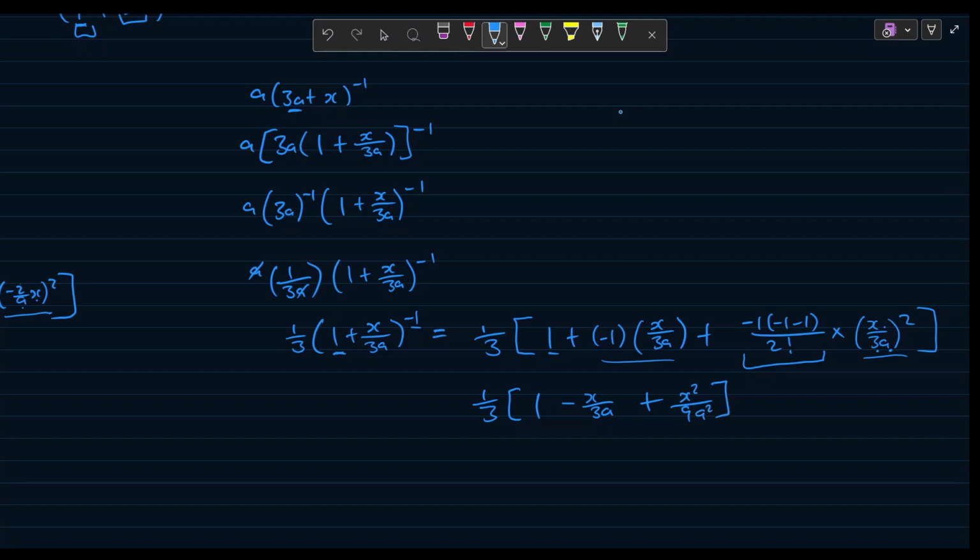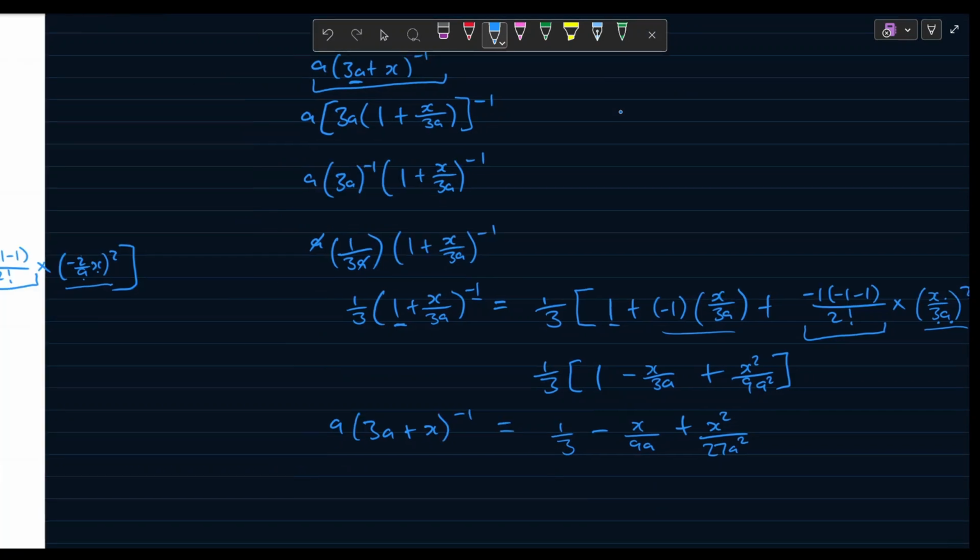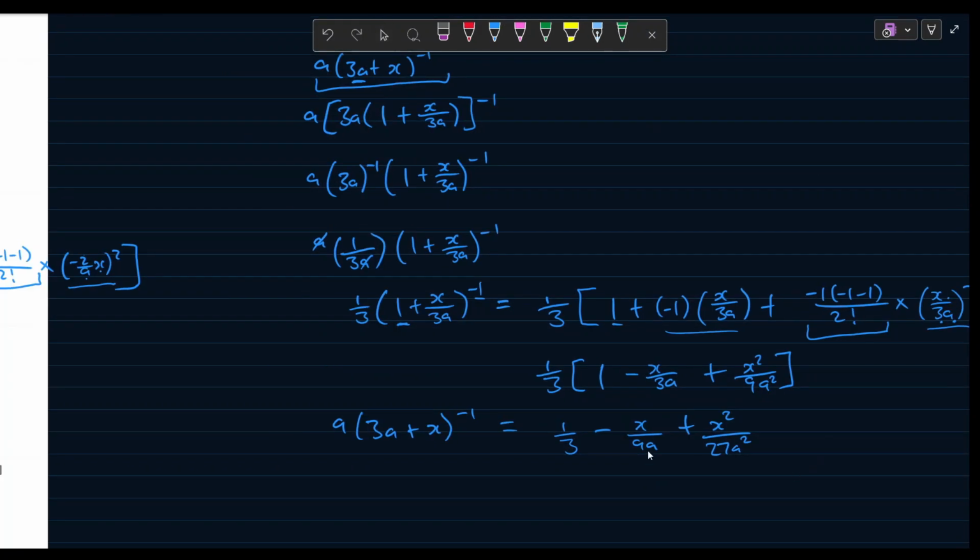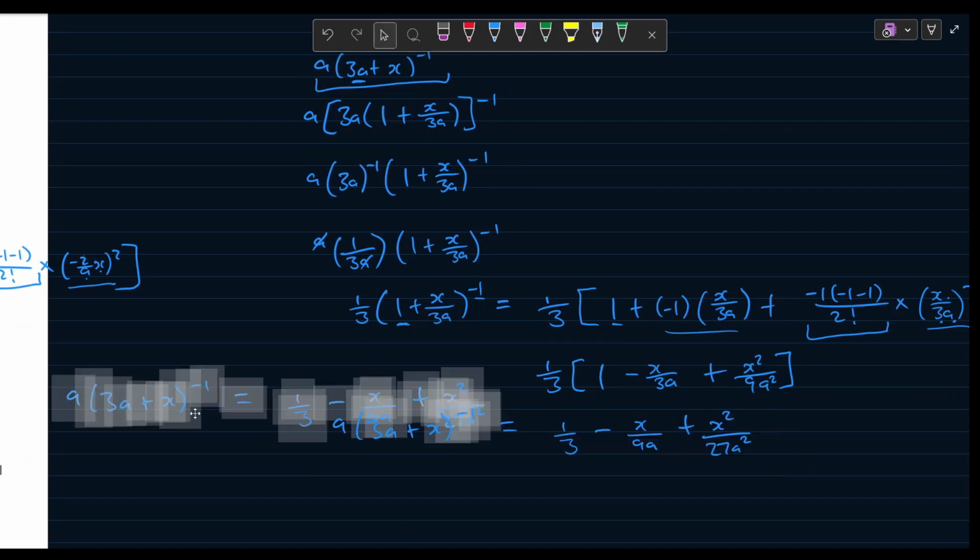Okay, so multiply through by a third. That's a third minus x over 9a. And we've got a third times 9, that's 3 times 9, 27. So that's plus x squared over 27a squared. So this would be the expansion for, essentially, a over (3a plus x) to the negative 1. All right, let me bring it closer to the other expansion so that we can consolidate.